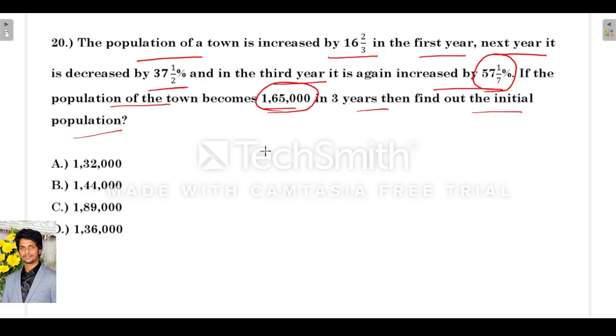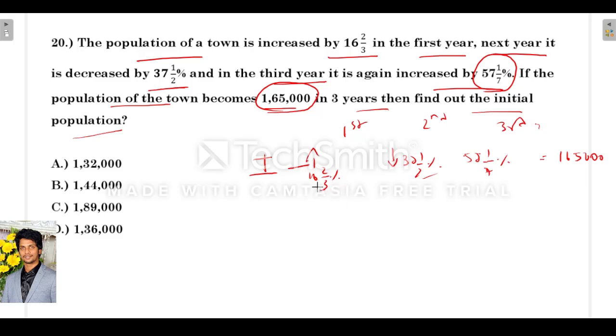So see, let us assume the initial population as I. First year they are telling it is increased by 16 2 by 3%, and in the second year it reduced by 37.5%, and in the third year it is again increased by 57 1 by 7%, and finally it is 165,000. So for this kind of problems, converting the percentage into a fraction will be very helpful.